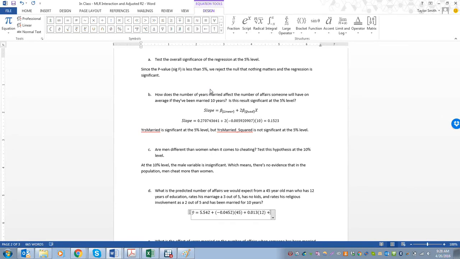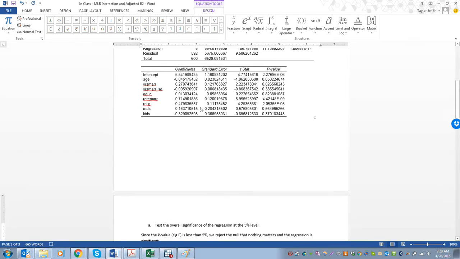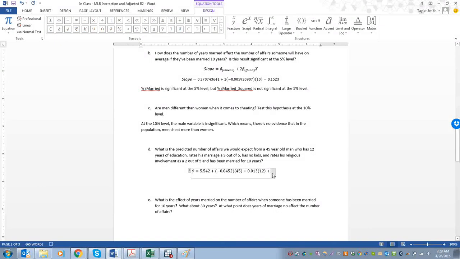plus rates his marriage a 3 out of 5. So we come here and we look, marriage rating is negative 0.7149. So come back down here, negative 0.7149 times, he rated that a 3. Okay. Plus, has no kids. We don't need to worry about the kids. It's 0 times whatever the kids is, so we don't need to worry about that.